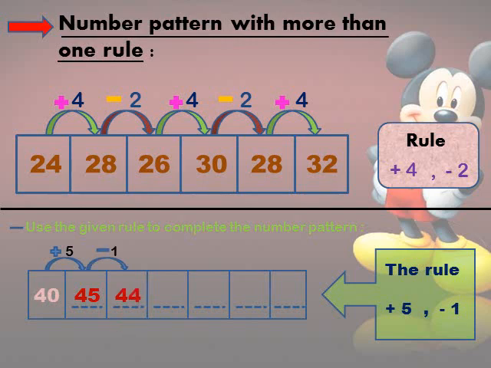Let's repeat the rule again. 44 plus 5 equals 49. 49 minus 1 equals 48. 48 plus 5 equals 53. 53 minus 1 equals 52. Okay? I think it's so easy.